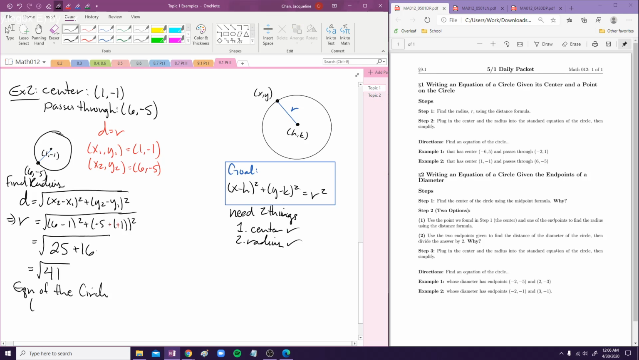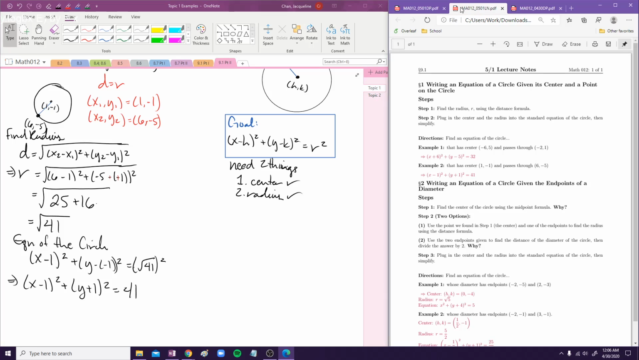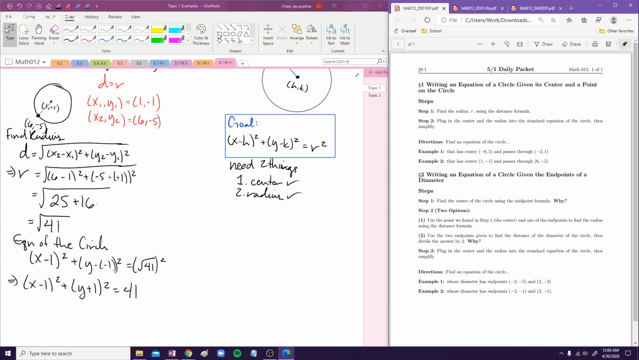So in this case, what is h? So this is center. Center is hk. Right? So it will be x minus 1 quantity squared plus, and then y minus a negative 1 quantity squared is equal to the square root of 41 quantity squared. Right? And then now we have to simplify. So this becomes x minus 1 quantity squared plus y plus 1 quantity squared is equal to 41. Right? And this is our equation of a circle given center 1, negative 1, and it passes through 6, negative 5.